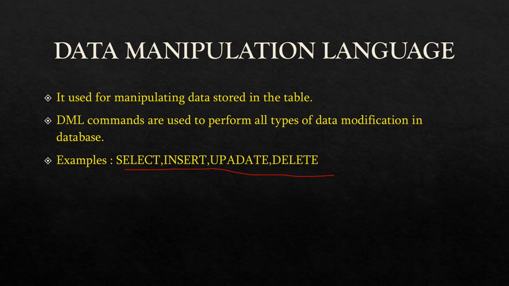Select means using the select command, we select a particular record from the database, and using the insert command, we insert a particular record into the database. That is, a new record we add to the database. And update means we modify the data already existing in the database. And also we perform the delete operations. These operations are performed by using DML commands.